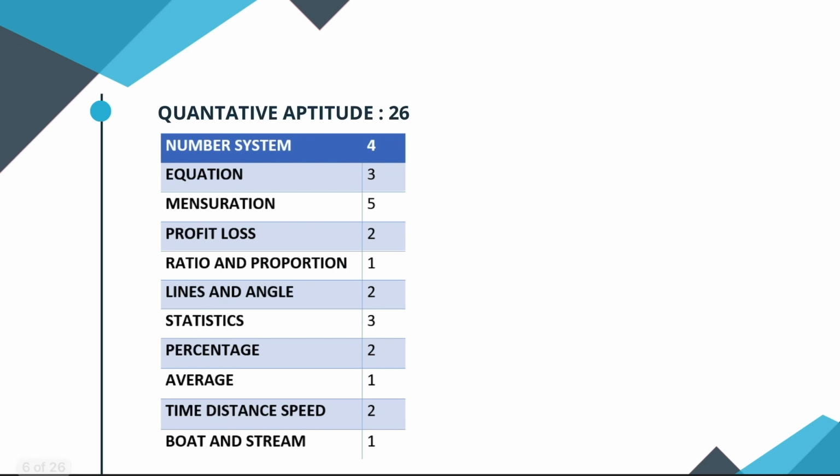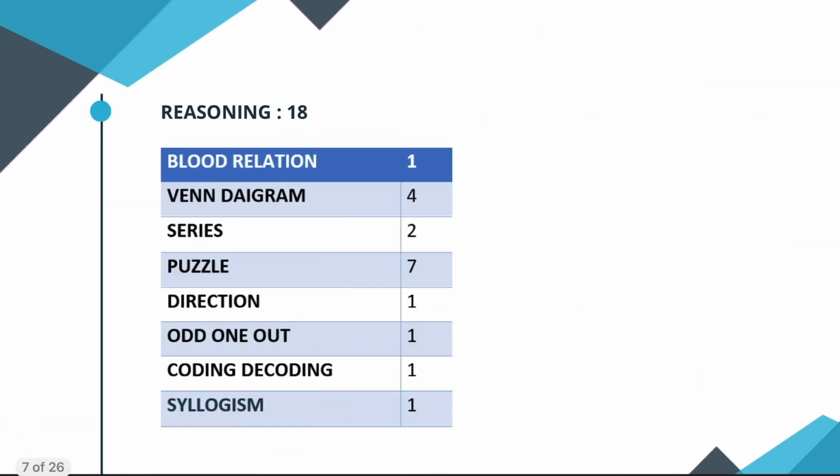If we talk about one paper, the first paper in that phase, questions were asked from number system, equation, mensuration, profit and loss, ratio and proportion, lines and angles, statistics, percentage, average, time, distance, speed, boat and stream. These are the divisions of questions in one of the papers of one of the examinations last year. Similarly for reasoning: blood relation had one question, Venn diagram 4 questions, series 2 questions, puzzle 7 questions, direction 1, odd one out 1 question, and the same for coding and syllogism.